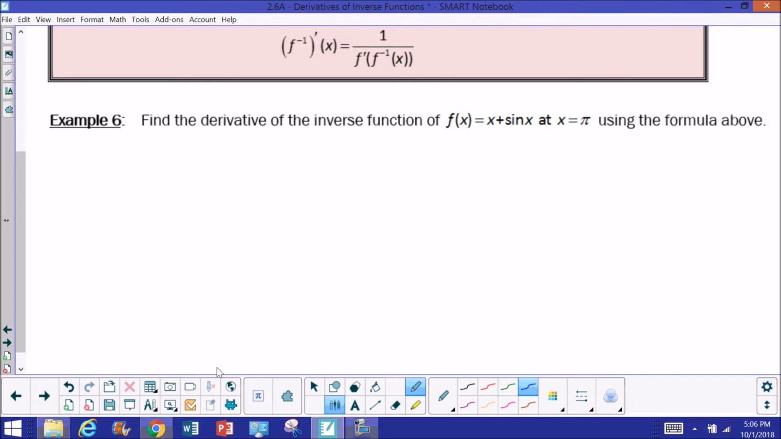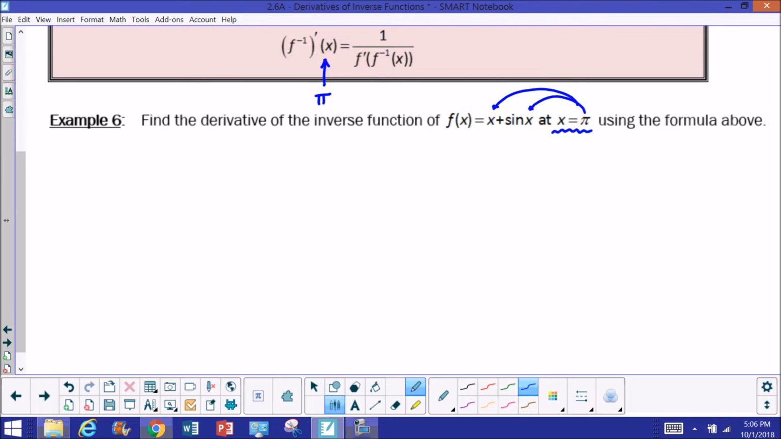Now, one of the things that is a little tricky about this is the fact that whenever you're given a specific value, x equal pi, it's very easy for us to think, oh, that's an x value, pi. So we would plug that in for x and maybe find some f of pi. But we have to keep in mind that we're asked to find the derivative of the inverse when x is pi. So I'm going to refer to that particular x in the formula as being pi.